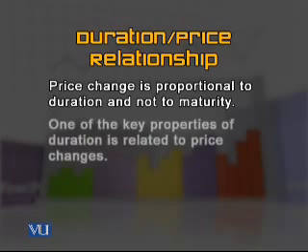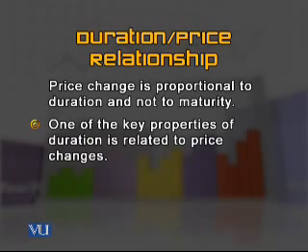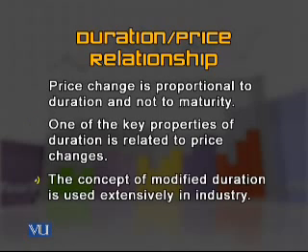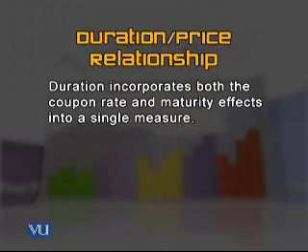Maturity and duration are two different things. One of the key properties of duration is related to price changes. The concept of modified duration is used extensively in the industry. Duration incorporates both the coupon rate and maturity effects into a single measure. This is what we talked about when we discussed the relationship between duration and price.